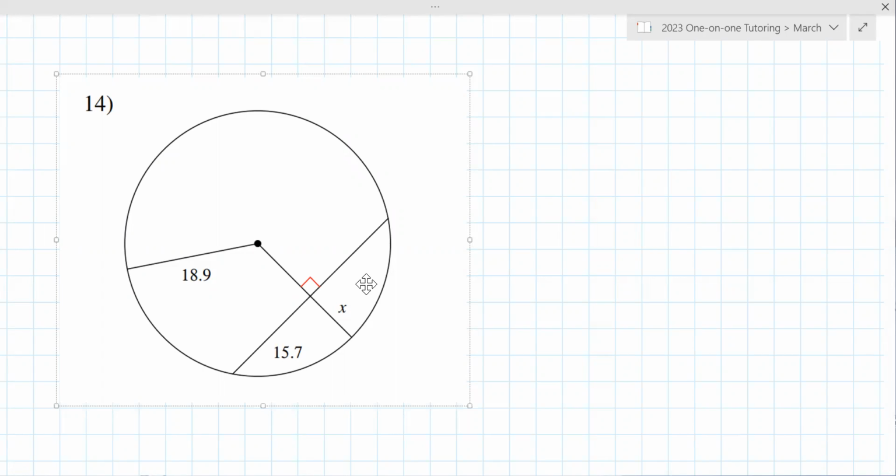Okay. 15.7 is the half of this one right here, right there. Okay. And please use a calculator and round to one decimal place as needed. Okay.